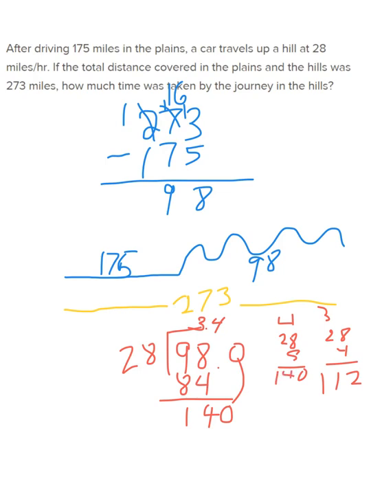It goes in there 5 times. All right, so let's erase the 4. Let's change that to a 5. Minus 140. And I have the answer. They spent 3.5 hours driving in the hills.